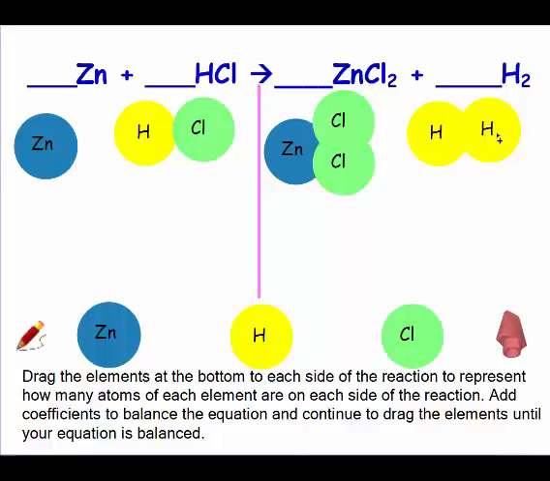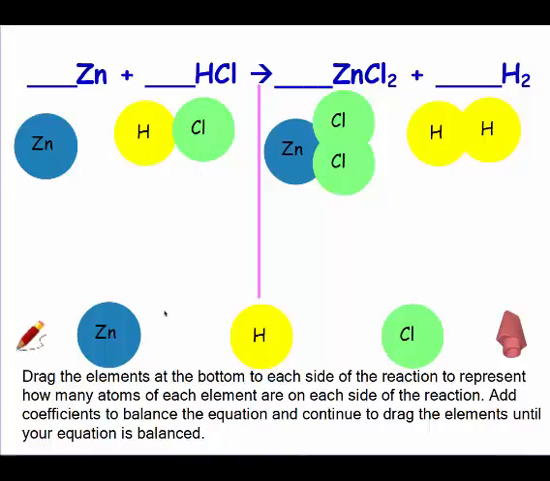Notice I do not have equal atoms on both sides. This is an unbalanced equation. In order for it to be balanced, I have to have equal zinc, equal hydrogen, and equal chlorine on both sides. I can only fix the issue by adding coefficients to the front of each number. So notice that I have 2 chlorine on this side, 1 chlorine over there.